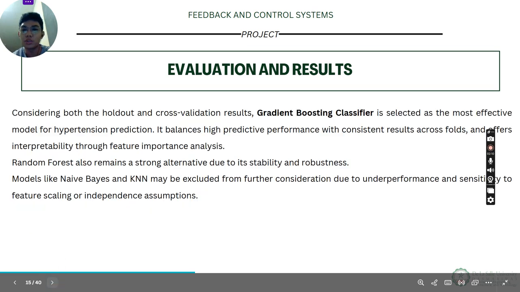So I chose gradient boosting classifier as the most effective model for this hypertension prediction model. Because it balances a high predictive performance with consistent results across folds and offers interpretability through feature importance analysis.